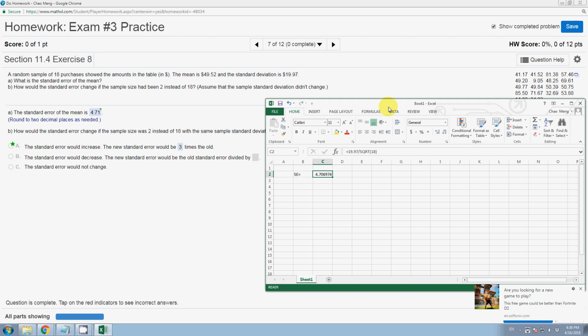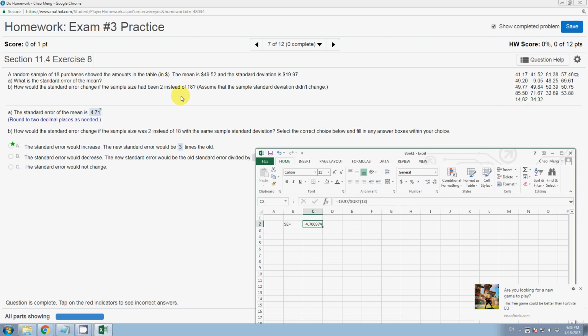Okay, so what if we change the sample size from 18 to 2? So what would be the new standard error? So let's do the calculation. Let's just copy the formula and we just change the sample size to 2. Okay, so this is the new standard error. And if we calculate the ratio of the new one to the old one, it's going to be 3. Okay, we put 3 there. We know the new one is greater, the new standard error increases. Okay, so this is question number 7.